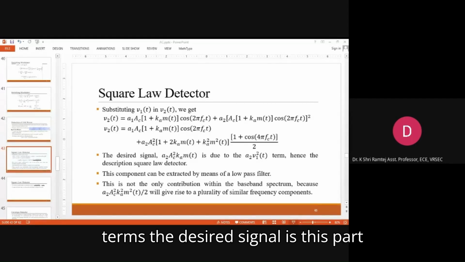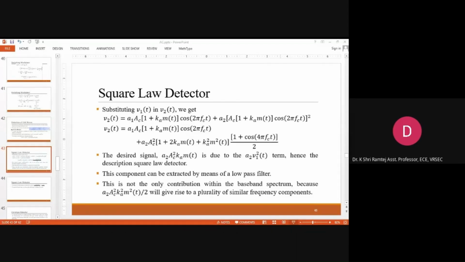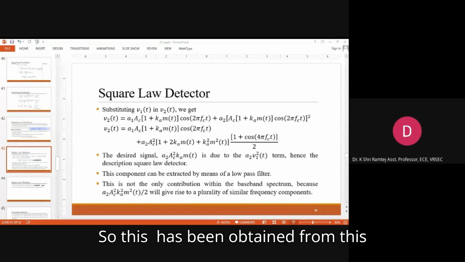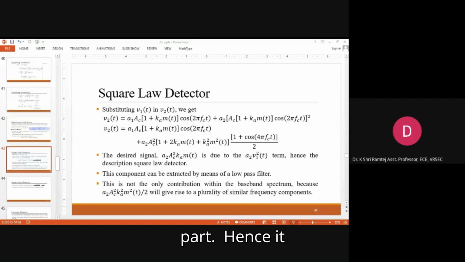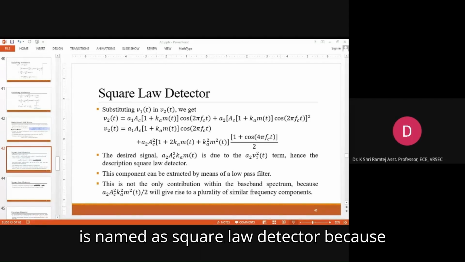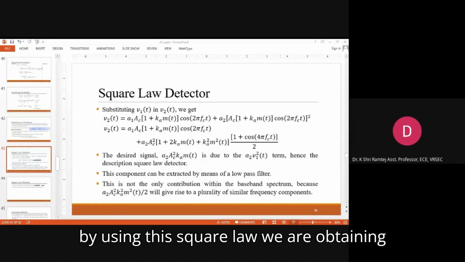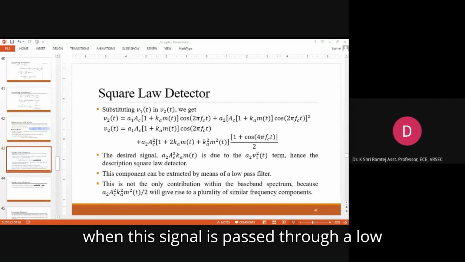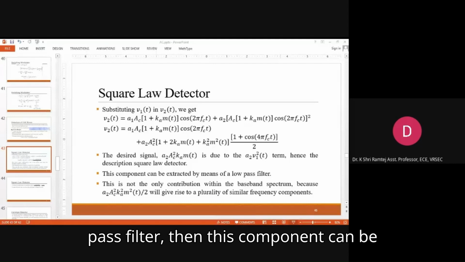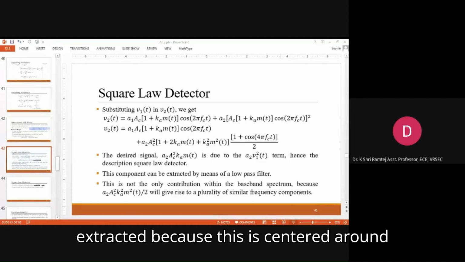From these terms, the desired signal is this part, a2 Ac² ka m(t). Here a2 Ac² is multiplied with this term and multiplied by 1/2, so this 2 will be cancelled out. The desired signal will be a2 Ac² ka m(t). This term is due to the a2 V1²(t) term. So this has been obtained from this part, a2 V1²(t). Hence, it is named as the square law detector, because by using this square law, we are obtaining the message signal. Now, when the signal is passed through a low-pass filter, this component can be extracted because it is centered around fm.